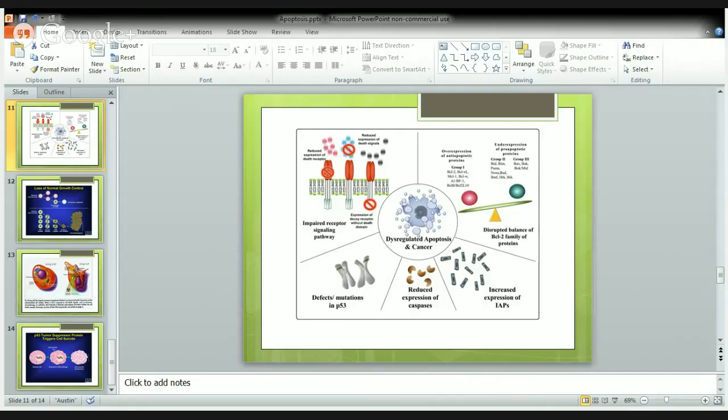This should show a normal cell and a cancer cell in contrast. A normal cell divides about 50 to 60 times before apoptosis is induced. However, if the cell is damaged, then P53 will come in and kill off that cell.